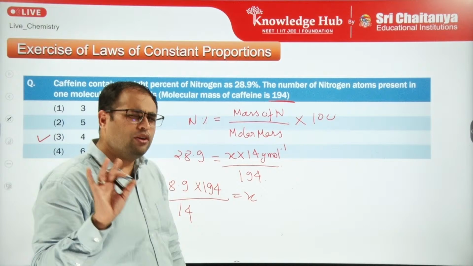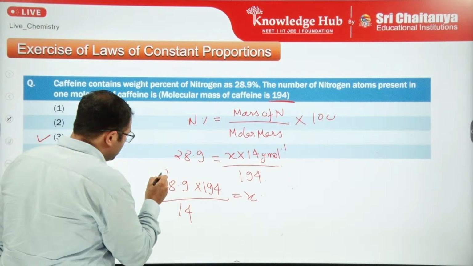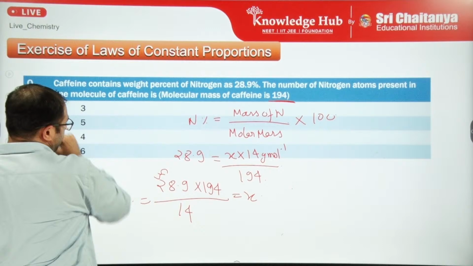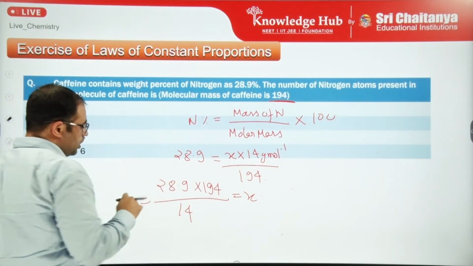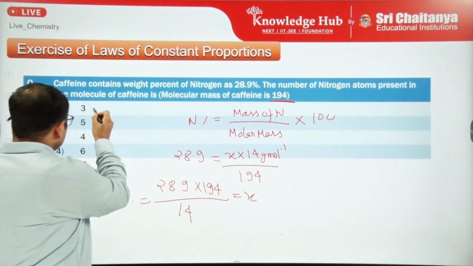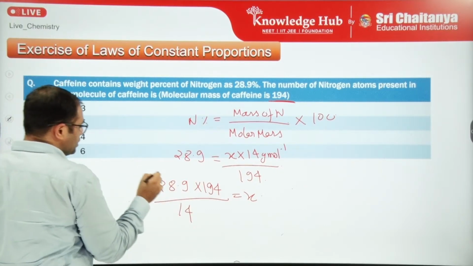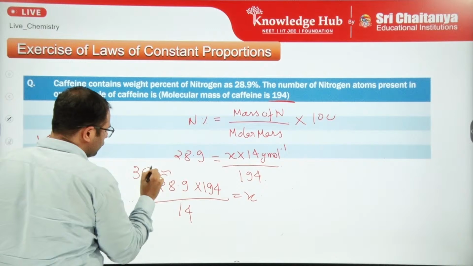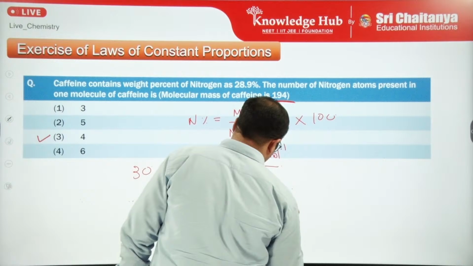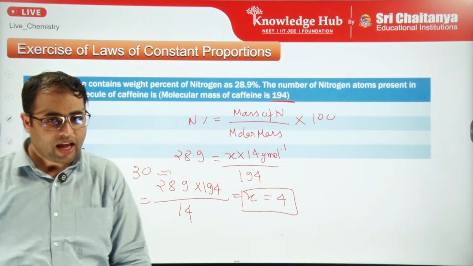And here, let me tell you a trick also. You can see this is 28.9, which is approximately equal to 29. Your answer options, 3, 5, 4, 6, are very far apart. So even if you take this as 30 instead of 28.9, you will still get this answer, which is 4. Yes, X equals 4, which is the third option, right?